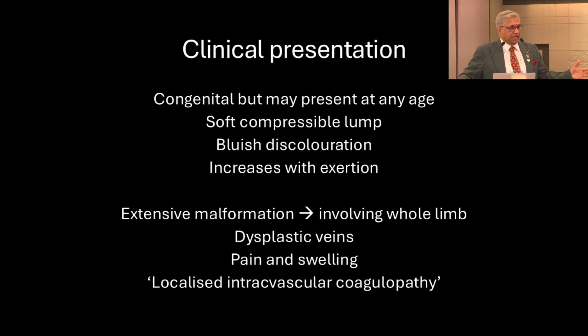They are already present, so they are congenital, but the true incidence is never known because they can present at any point in your lifetime. So they can be congenital, or they can be found in a well-grown adult who's been having some symptoms all through their life. They are typically soft, compressible lumps. If they're superficial, they can cause bluish discoloration. Sometimes they can be confused with hemangiomas, which have purple discoloration in a young child, especially a fair-skinned child, or even a dark-skinned child. They often increase with exertion.